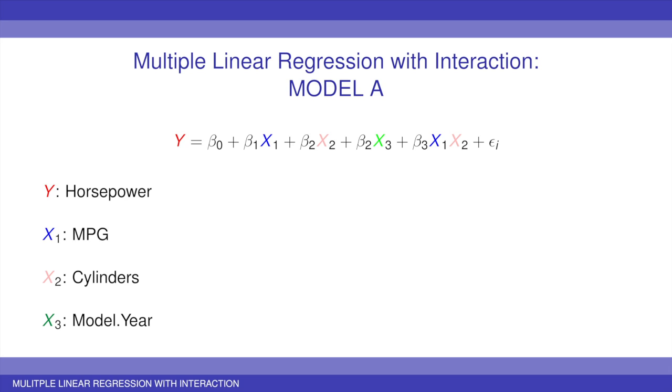In this particular model, we want to see whether the effect of mpg on horsepower varies depending on the number of cylinders. Stated more generally, we want to see whether the effect of x1 on y changes with x2. Now you might be asking yourself why we chose these particular variables. The reason is that we are interested in figuring out whether we can predict a vehicle's horsepower given mpg, cylinders, and model year.